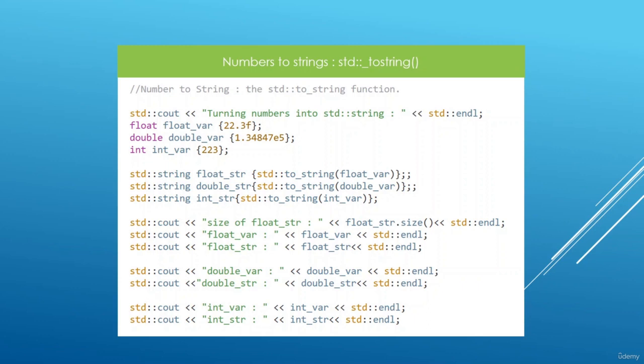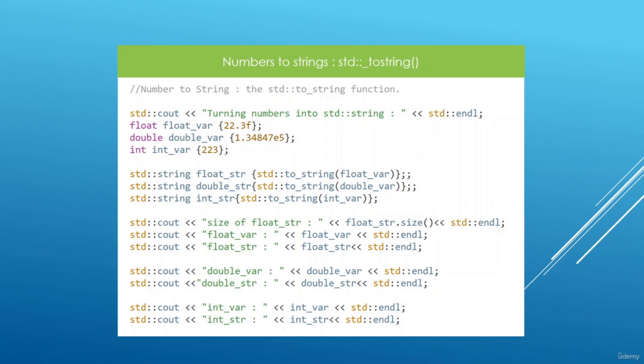So here we have these things transformed. Down here, we are just trying to print them out to see that the transformation was actually done. And we are going to try this out in Visual Studio Code in a minute. So std::to_string is what you use to go from number to std::string. But sometimes we want to do the reverse. We want to go from a string to a number.